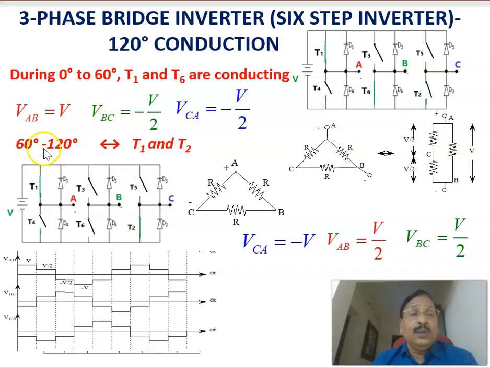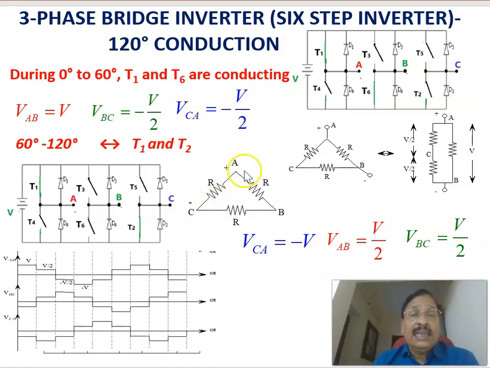Now the same, if you extend to 60 to 120 degree duration, then T2 is fired. When T2 is the incoming SCR, T6 will be the outgoing SCR. Then during this period, T1 and T2 will be conducting. Therefore, T1 is conducting from the positive side, and on the negative side T2 is conducting. Therefore, A is connected to the plus, and the C phase is connected to the minus. A is connected to plus and C is connected to minus, so VAC is equal to V.